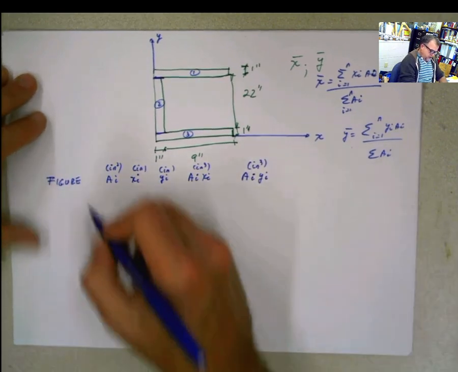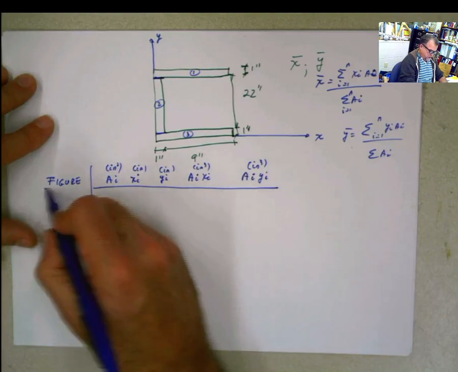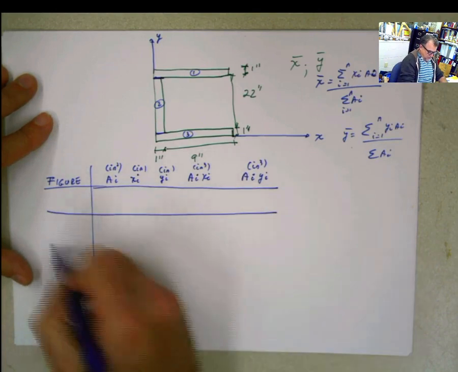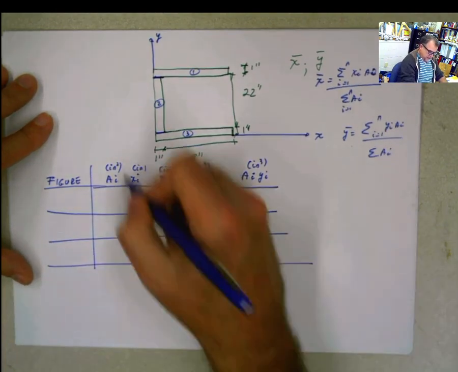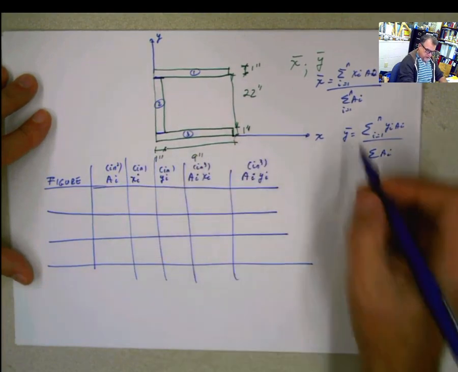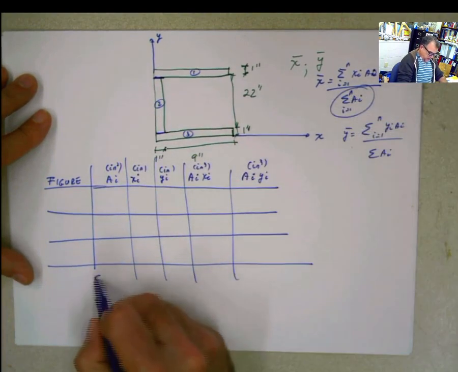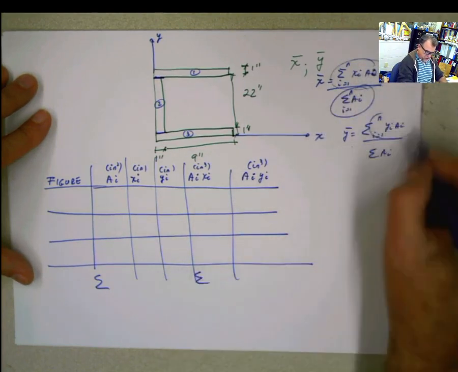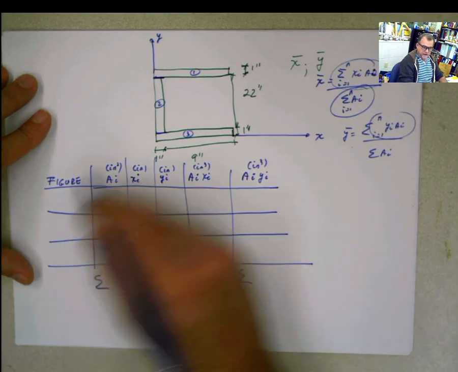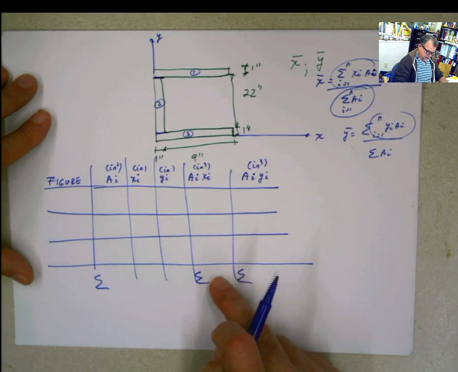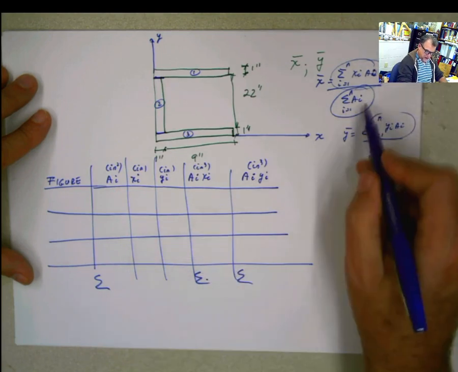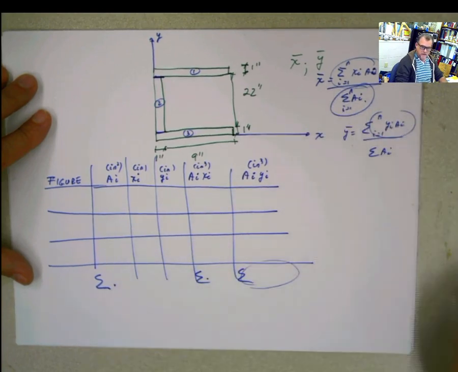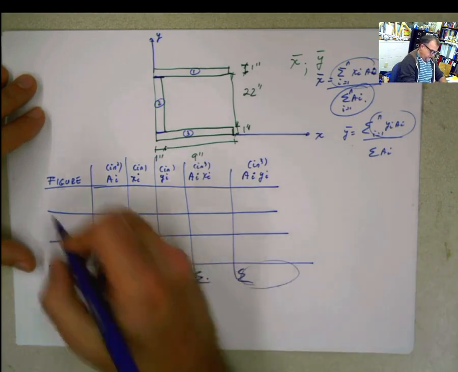And then at the end, what is the table telling you to do? What is the formula telling you to do? Oh, I have to do that for my three figures, 1, 2, 3 figures. And at the end, once I fill this table, I need the total area. Well, the total area is the summation of this area. And I need the summation of xi ai, and I need the summation of yi ai. So I'm going to fill this table, and at the end, I divide this by that and I get x bar. And if I divide this by that, I get y bar. That's it. So let's start with figure one.